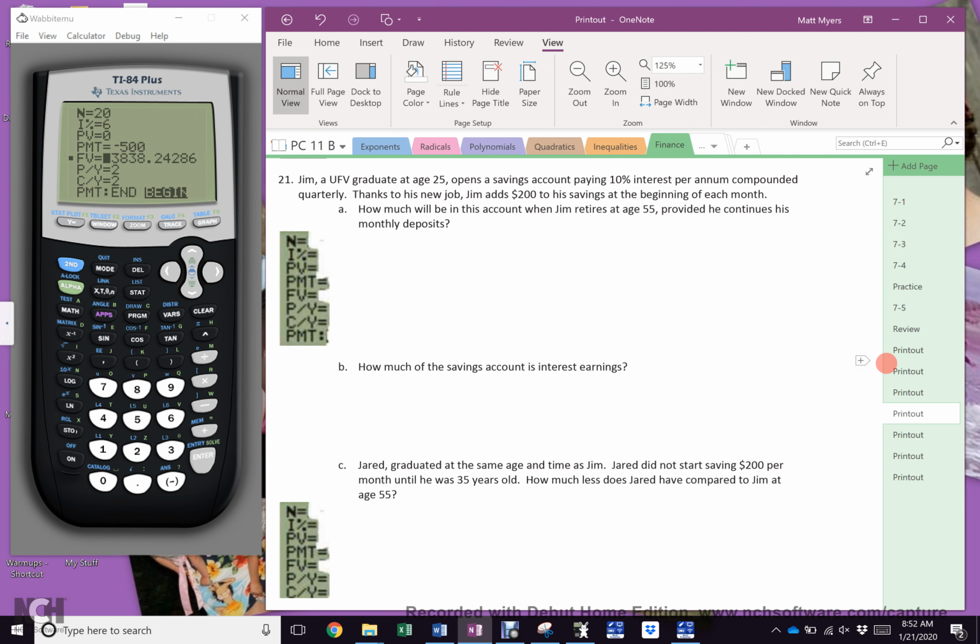So, Jim finishes university at the age 25. You people are getting close to that. Please pay attention to this. Opens a savings account paying 10% compounded annually. No savings account gives you that much. But for our purposes, I'm going to say it is. Consider it to be all of his investments.